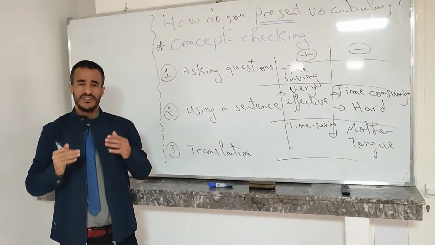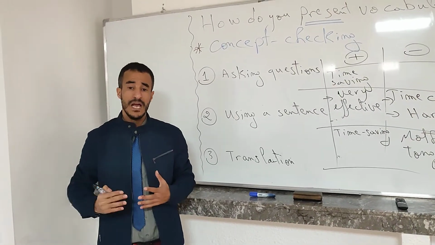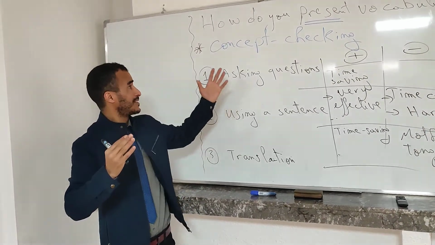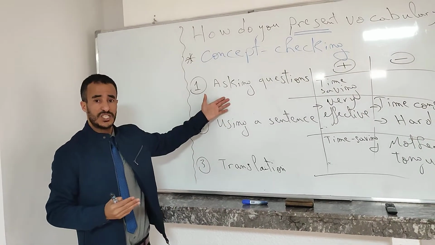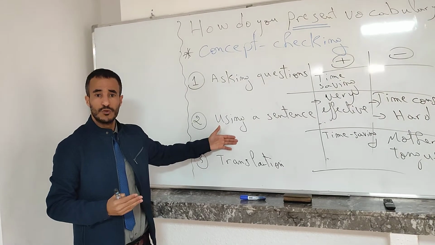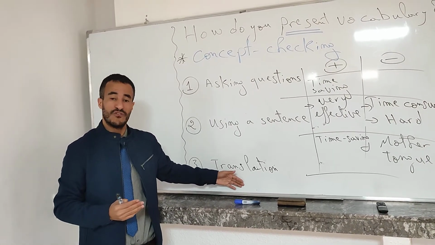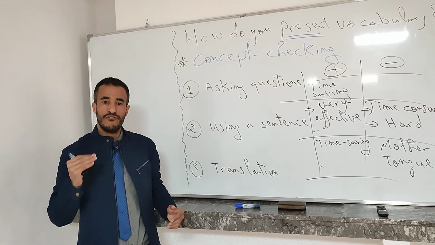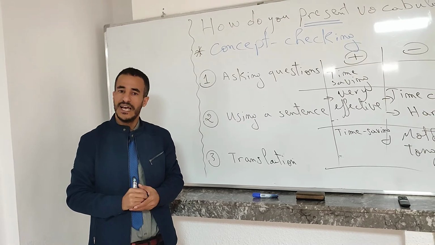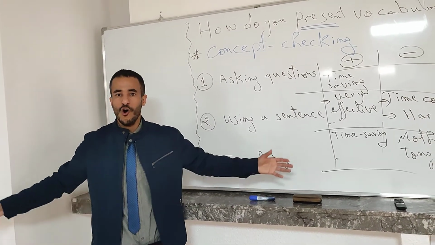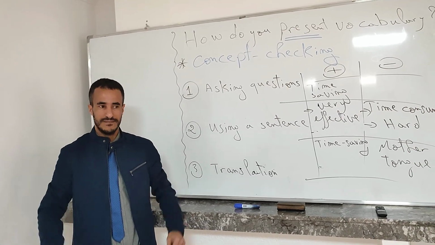So, my piece of advice, when you present vocab, don't move to practice. The next step is concept checking. And how? You can ask questions, choices. You can ask them to put that word in a sentence, or you can ask them to give you the translation of the word. But please avoid the question, do you understand? Do you understand means that the whole class will say, yes, we understood. Thank you.